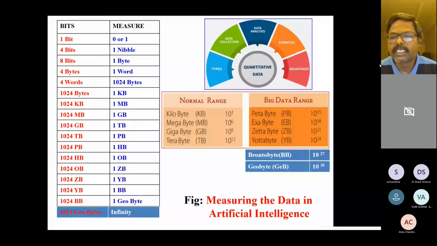Zettabyte is 10 power 21. Yottabyte is 10 power 24. Brontobyte is 10 power 27. Geobyte is 10 power 30. Being a computer student, IT student, you must know the jargon of measuring the data in artificial intelligence.